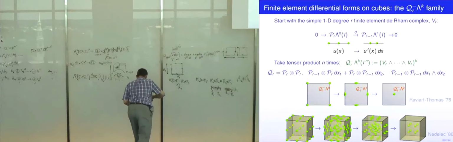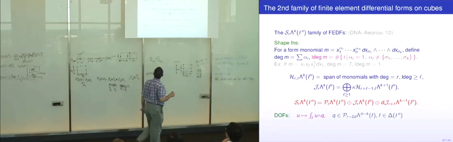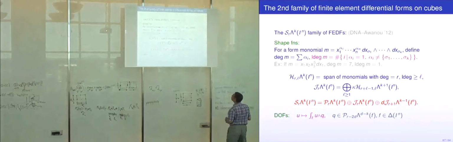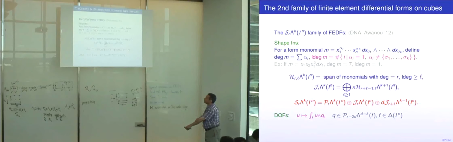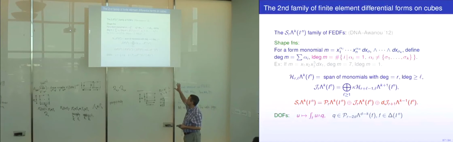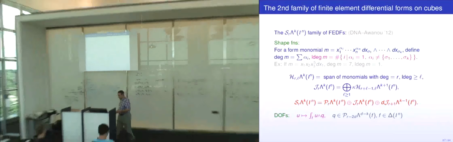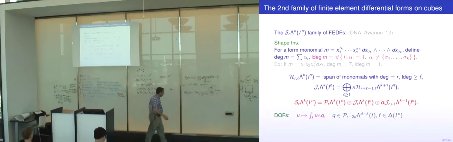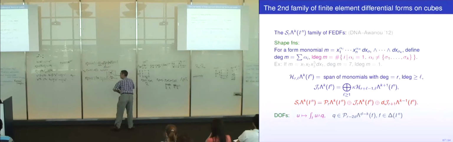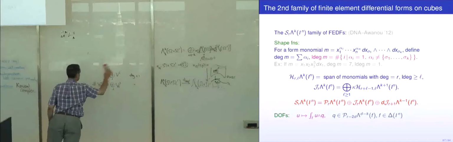And what I want to talk about for the rest of the lecture is the second family of finite element differential forms on cubes, which we're now calling S_r lambda k of I^n. And these are not tensor product constructions. And the definition is entirely on this one slide, but it ain't the first thing that pops into your mind. So I have to give you shape functions and degrees of freedom. And I'll try to motivate these a little bit, and just tell you what the key results are.